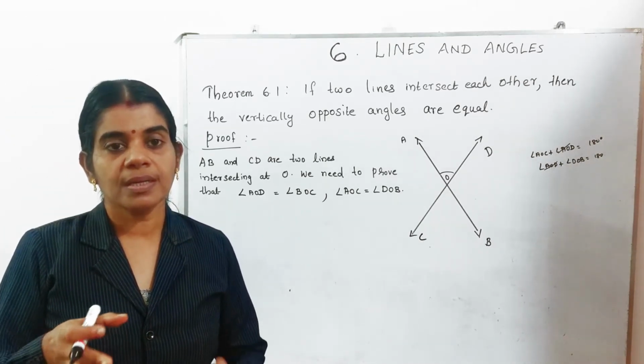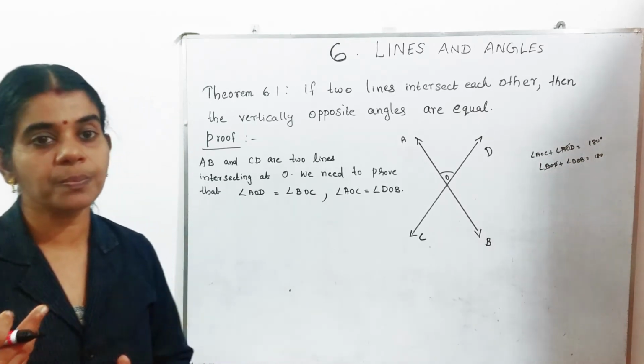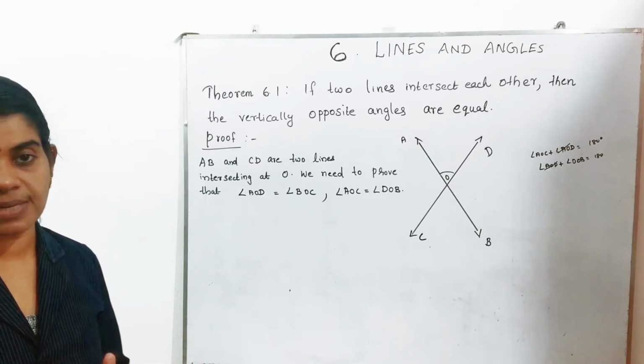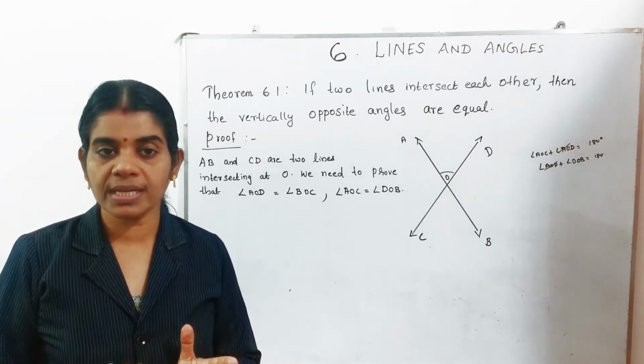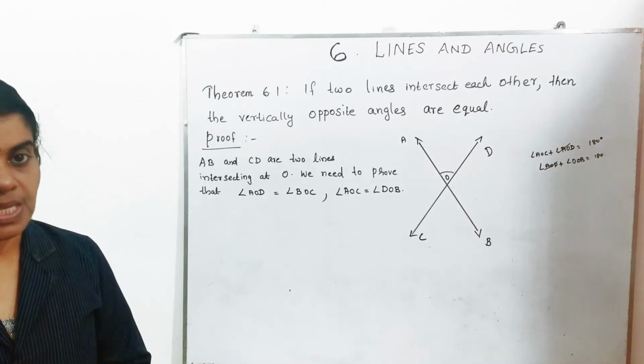What is meant by an axiom? Axiom means we are accepting that as a universal truth. That is truth, with no need of proof. Axiom means no need of any proof; we are accepting it as true itself. That means the sum of two adjacent angles is 180 degrees, that is linear pair. We are accepting that. That is an axiom.